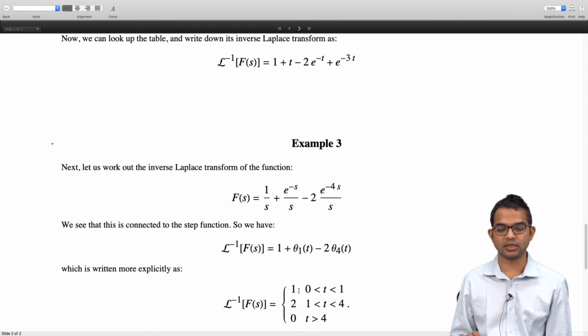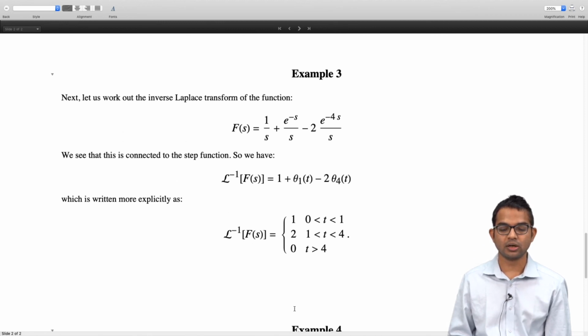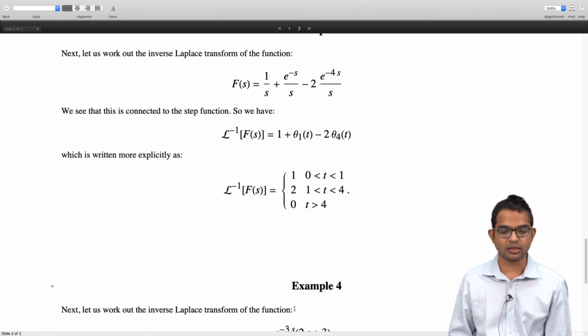And of course it may be convenient, in some applications, to write this more explicitly in this form. So the function takes the value 1 from 0 to 1, and it becomes 2 from 1 to 4, right, until this starts kicking in, and once this also kicks in, it just drops down to 0. It involves 2 steps, right? So this is also something that you should cross check. So let's look at another example.